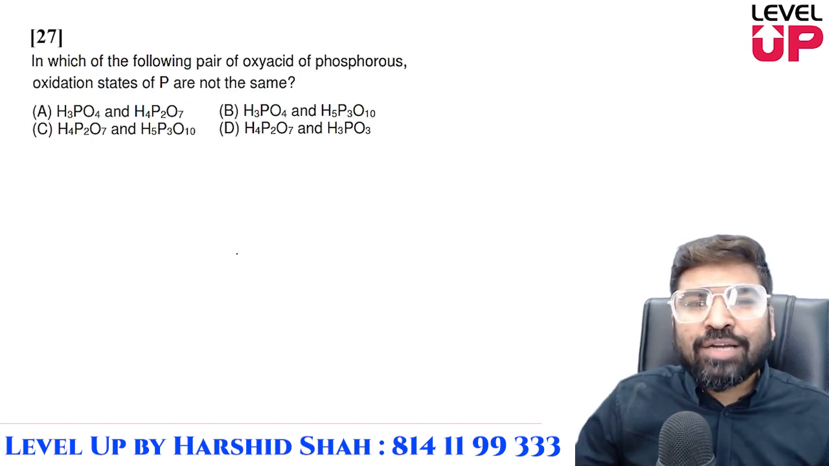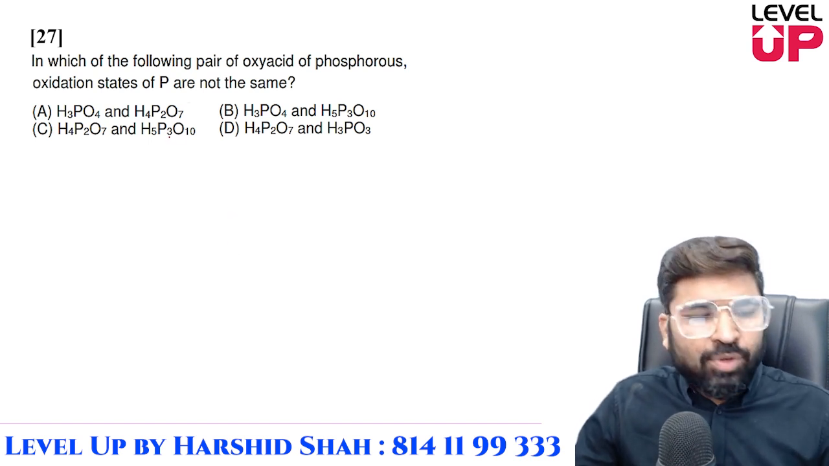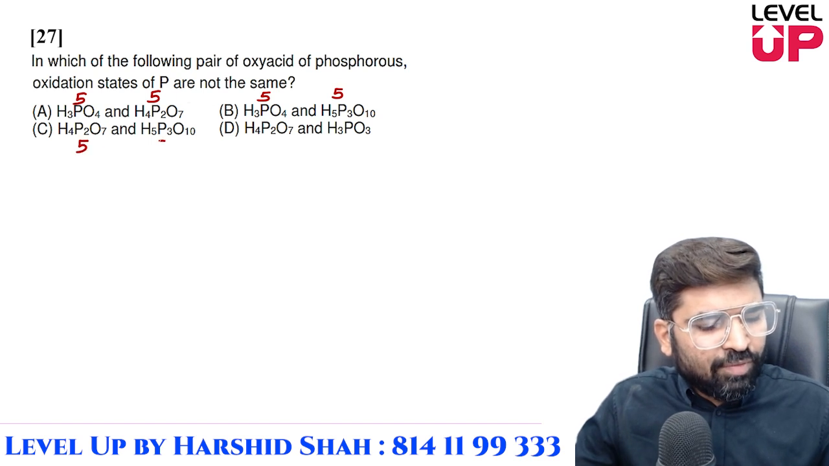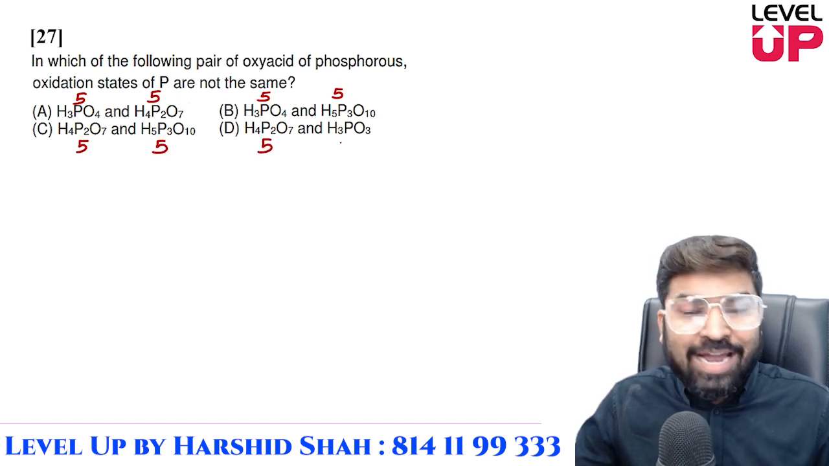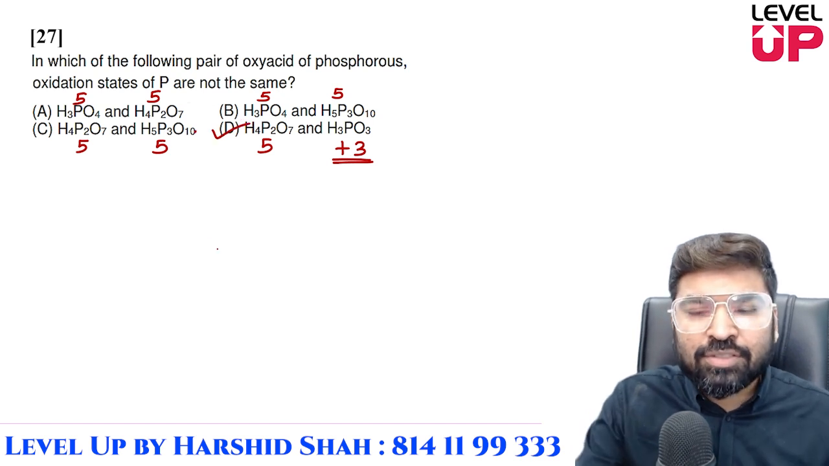In which of the following pairs of phosphorus compounds is the oxidation state of phosphorus not the same? You can find out the oxidation number, right? H3PO4, phosphorus has +5, H4P2O7, +5, and the others +5, and +3. Look at this, H3PO3, odd है भाई, +3, अलग हो गया.